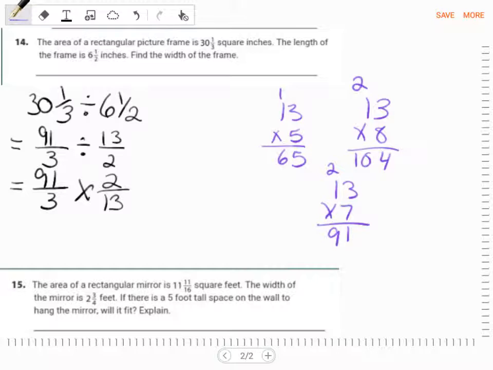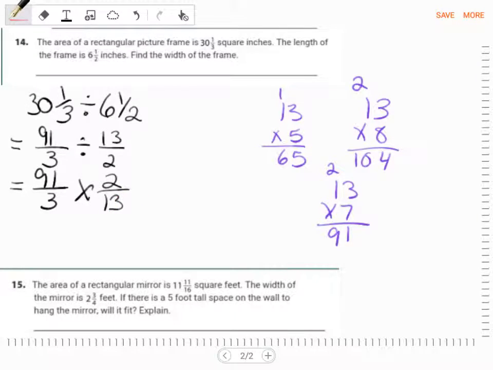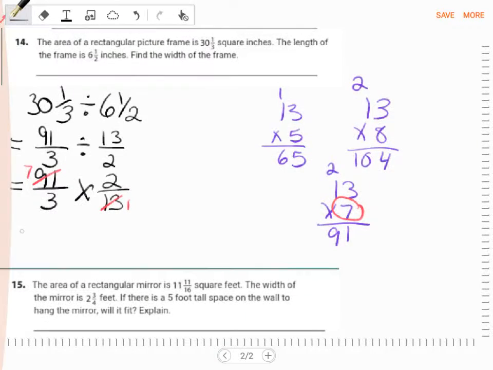So I want to cross cancel here. 13 goes into itself 1 time, and the 13 will go into 91 7 times, as we just decided over here. This just makes our numbers much nicer and easier to work with after we've multiplied things out. There's no way to cross cancel with the 3 and the 2. The only number that goes into both is 1, and that's not helpful to us. So we're done with our cross canceling.